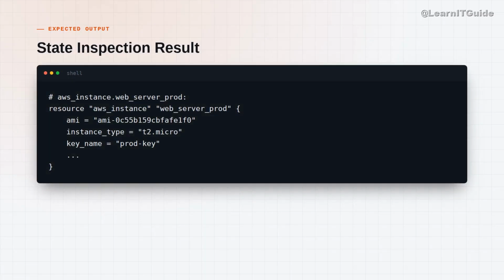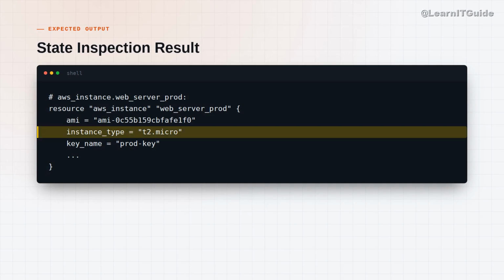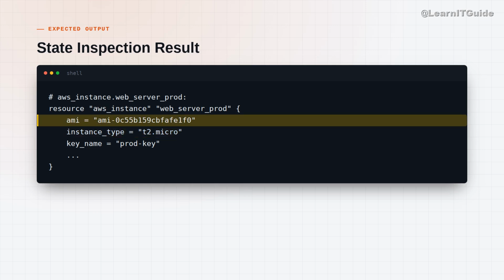This is the output you should see. It lists every attribute Terraform is tracking. Notice the instance type and the AMI ID. If you plan to change the instance type in your configuration file, you can now compare the live value here with your desired new value. If you do not see your resource in this list, it means Terraform is not managing it, and you might need to use the terraform import command first. Always check this output to confirm you are targeting the right resource before proceeding to the plan phase.